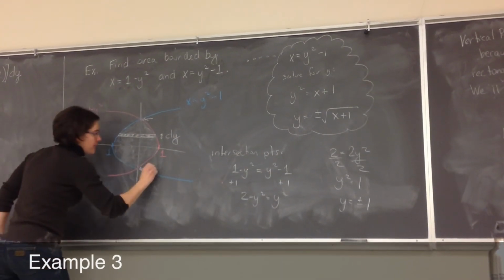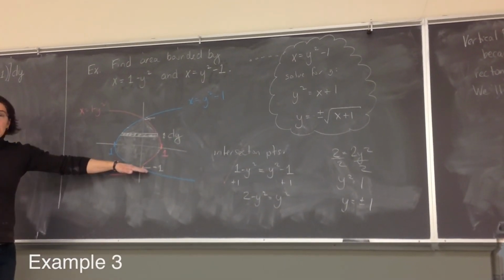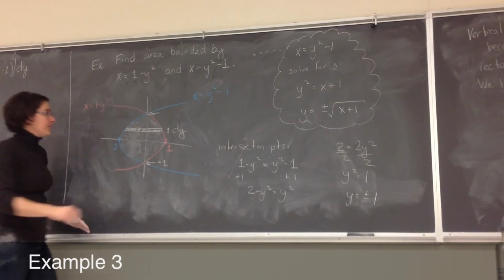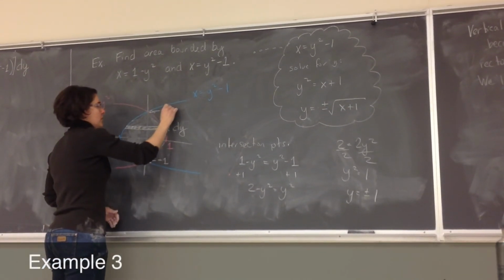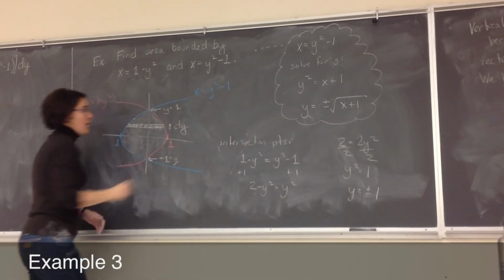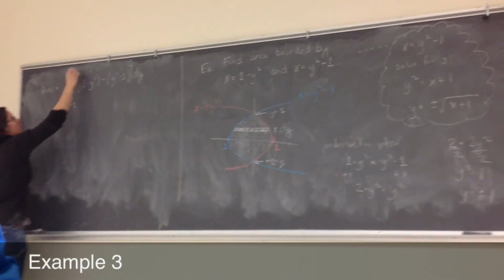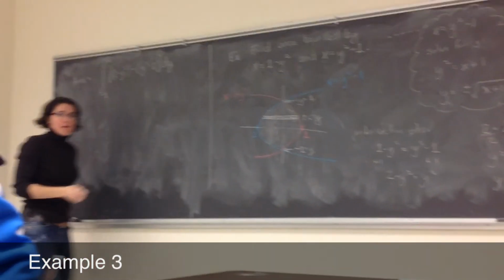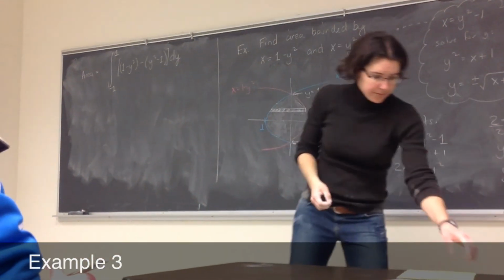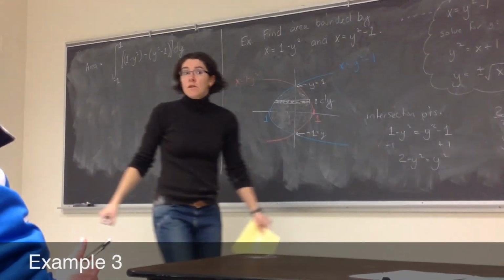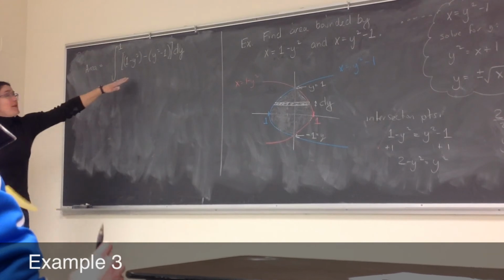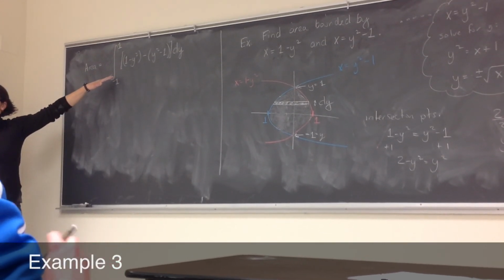So our bottom y value down here is y equals -1, and our top y value is y equals 1. We're going to start adding up rectangles at y equals -1 and stop adding up rectangles when y is equal to 1. Okay, are there any questions about setting up this integral for area?